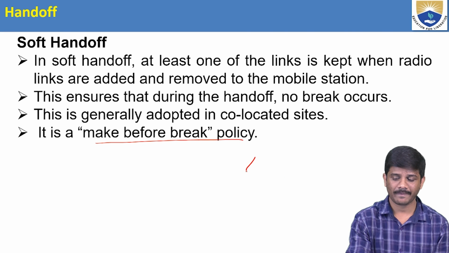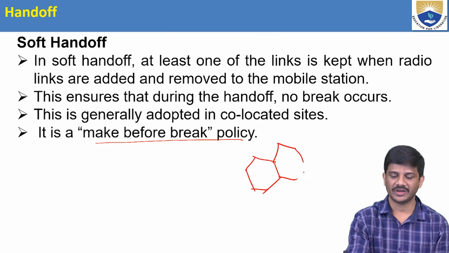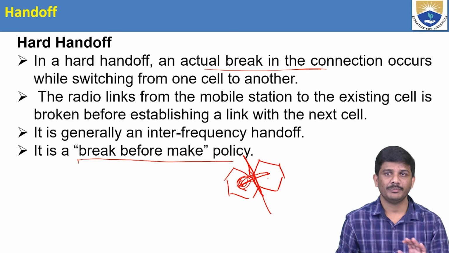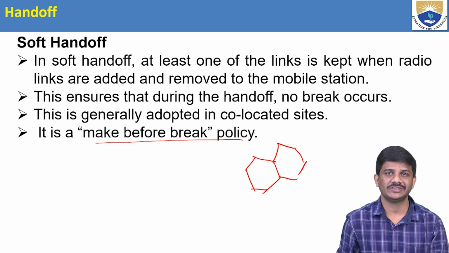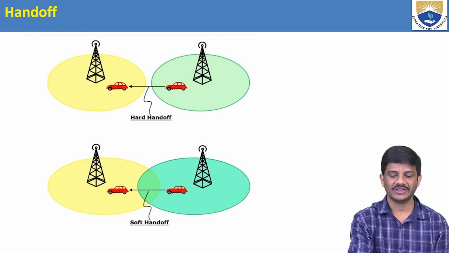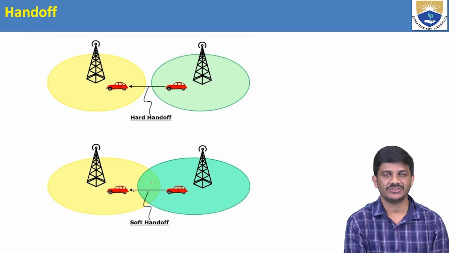Coming to here, this is a soft handoff. This is make before break. The previous one is the break-before-make policy, and this is the make-before-break policy. You can observe here that in the hard handoff, the connection is established only after breaking. But here there is no break; the connection is established before the break. This is a hard handoff, and that one is a soft handoff.